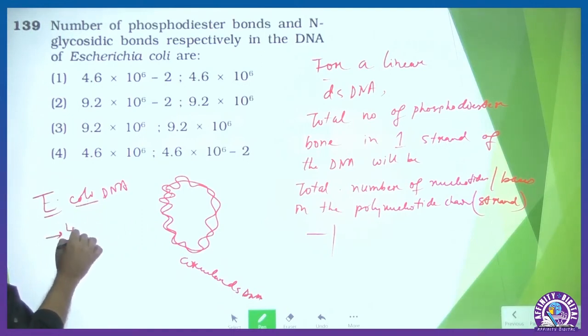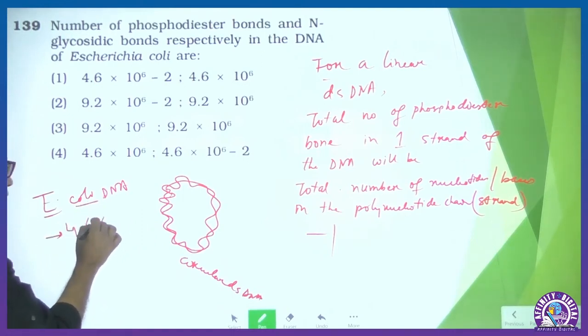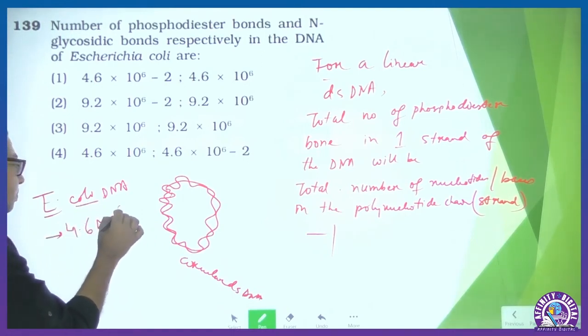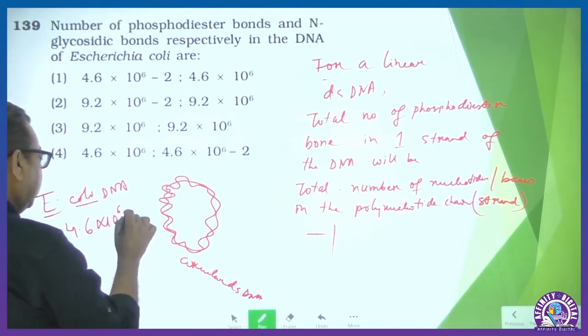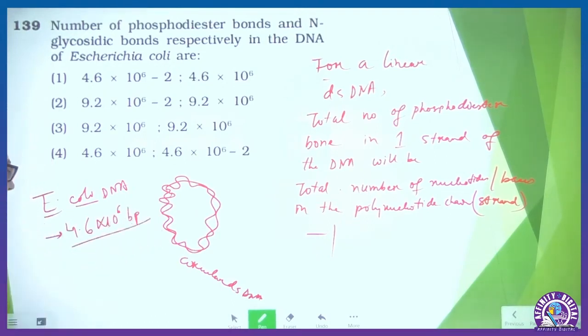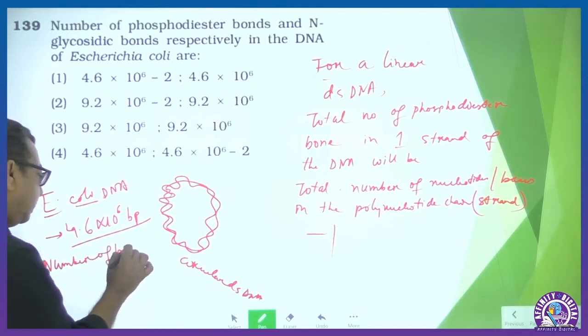न्यूक्लियोटाइड या बेसेस हैं। साइंटिस्ट्स ने E. coli DNA में 4.6 × 10^6 बेस पेयर पाए हैं। एक बेस पेयर में कितने बेसेस हैं? दो हैं। तो E. coli DNA में टोटल नंबर ऑफ बेसेस कितना होगा?